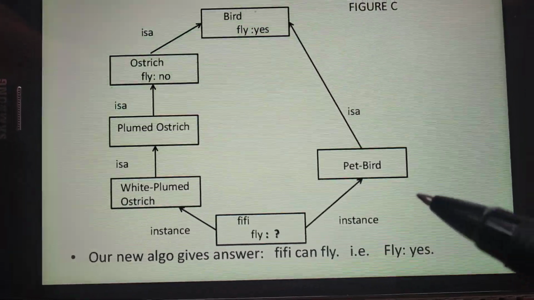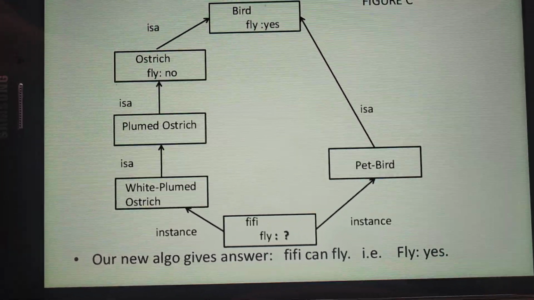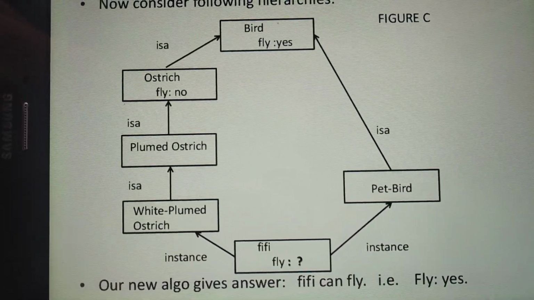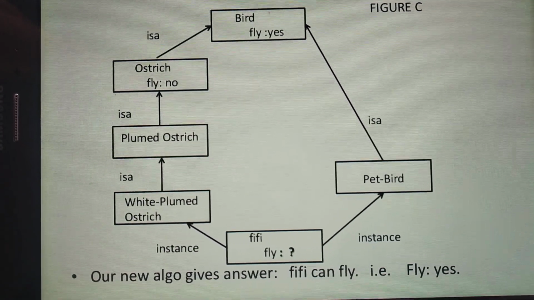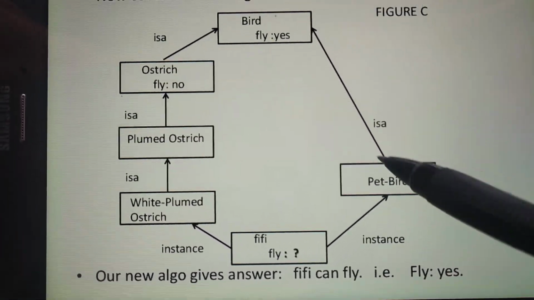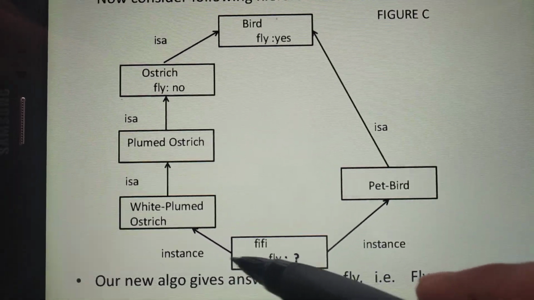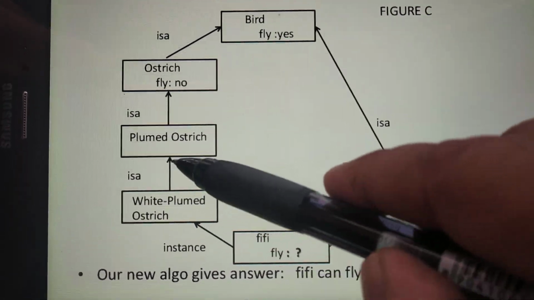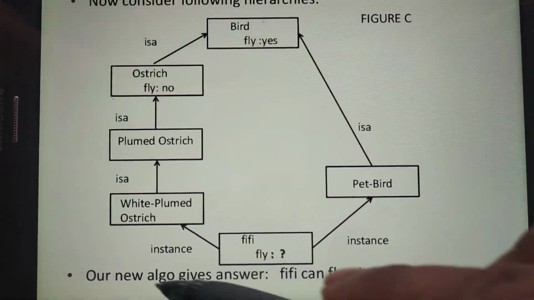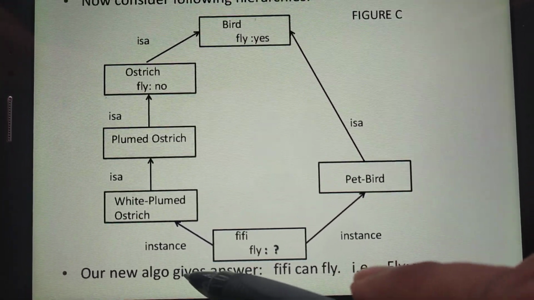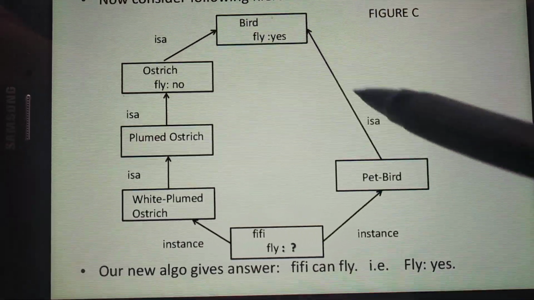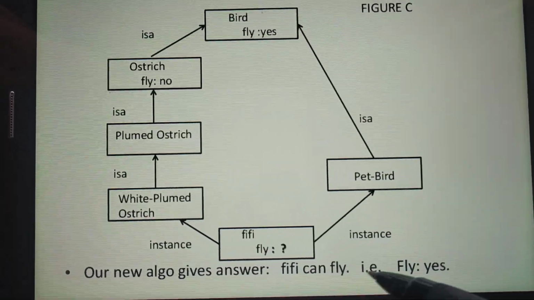This is algorithm wise, but common sense, looking at this figure, will easily tell you that the correct answer here should be no. Why? Because although Fifi is a pet bird and birds can fly, it is very obvious that Fifi is a white plum ostrich, which is nothing but an ostrich, and ostriches cannot fly. But the path length algorithm which we have just devised in the last lecture gives the answer as yes, and that is a disadvantage.